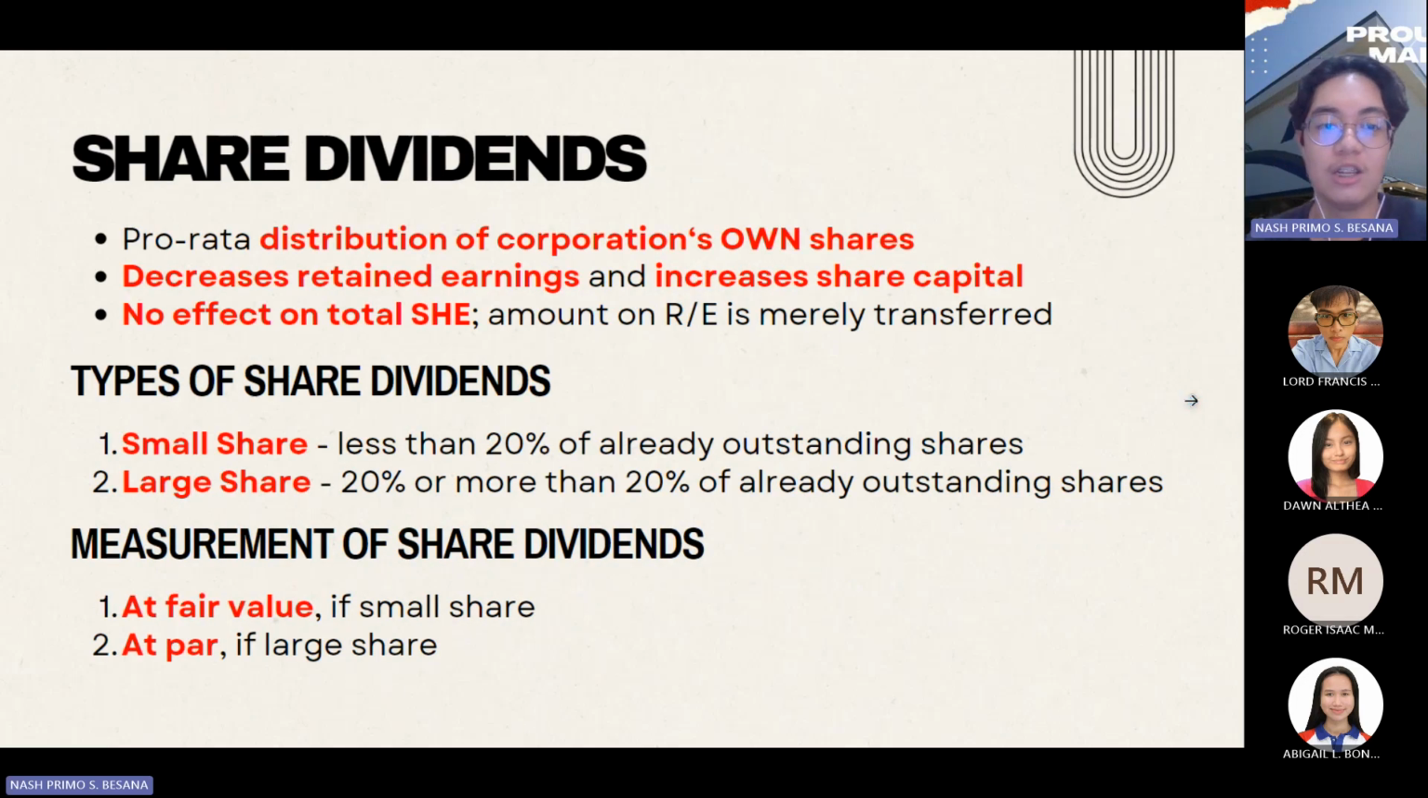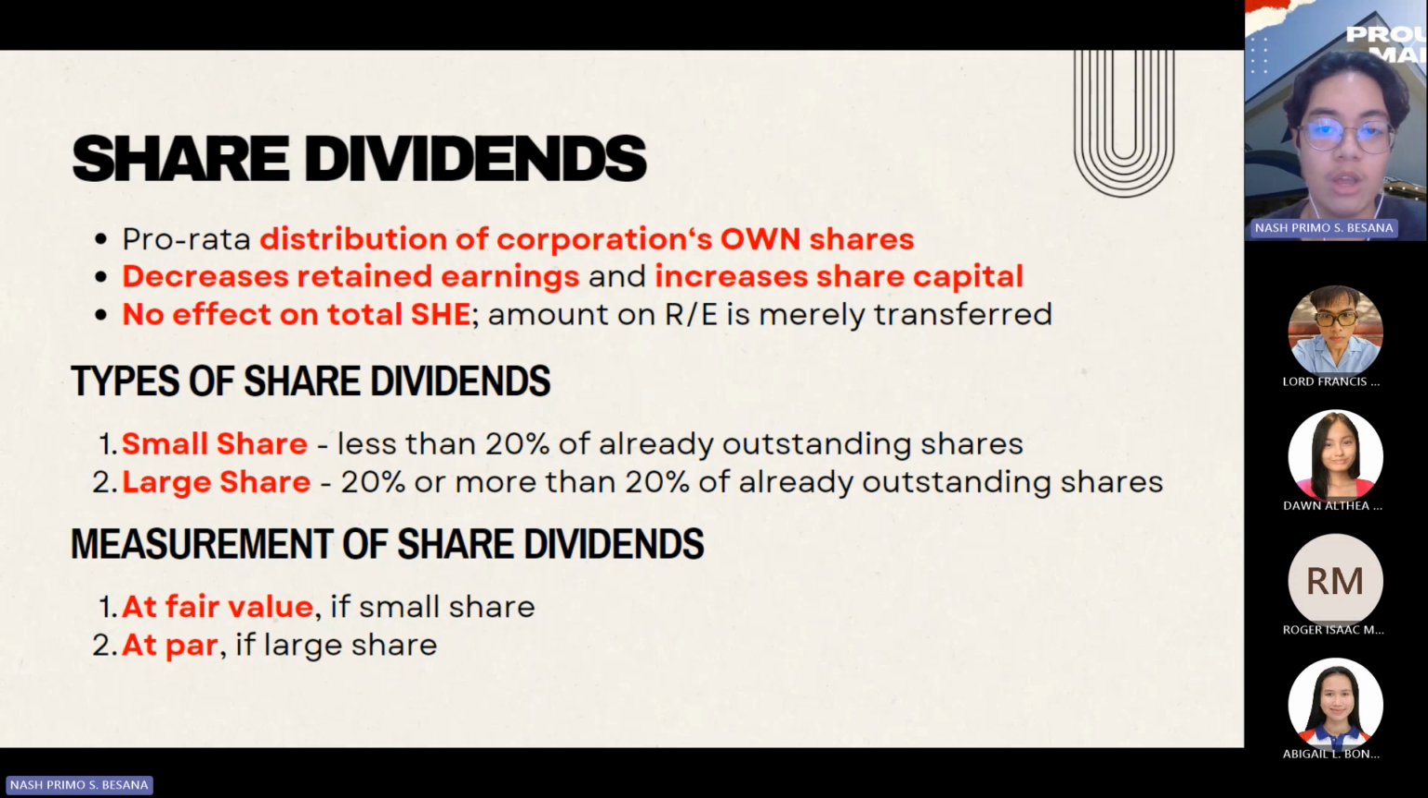Ayan, next na pala. So let us now move on sa next type of dividends natin, which is yung share dividends. Ito yung third and last type ng dividends na i-discuss. So to define, it is the pro-rata distribution of corporations' own shares. So kung kanina, shares of another entity, ito ang i-distribute nila is own shares. It decreases retained earnings and increases share capital. There is no effect on total shareholders' equity. The amount on retained earnings is merely transferred.